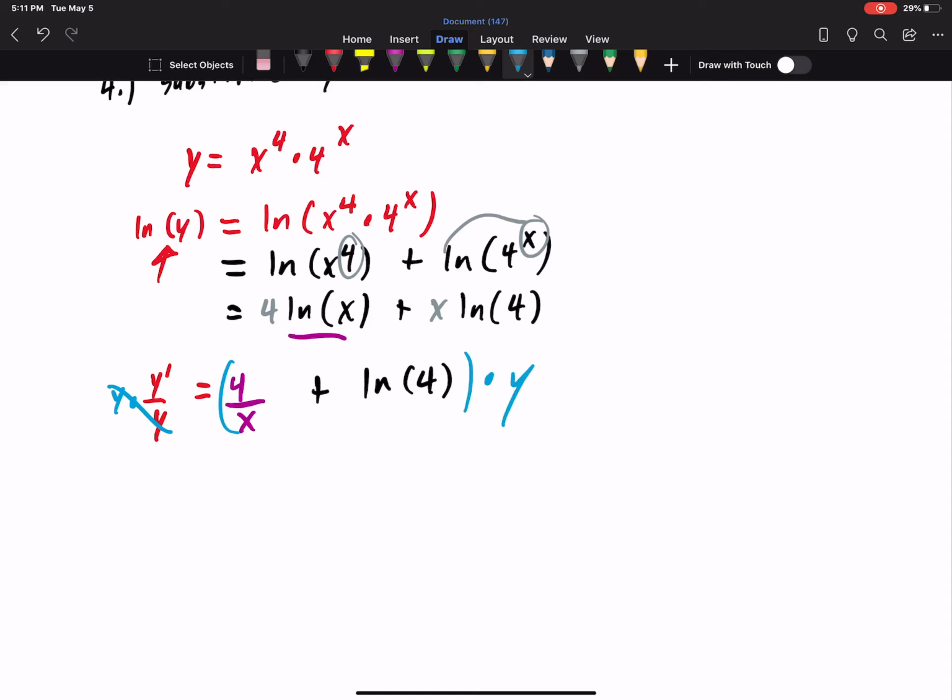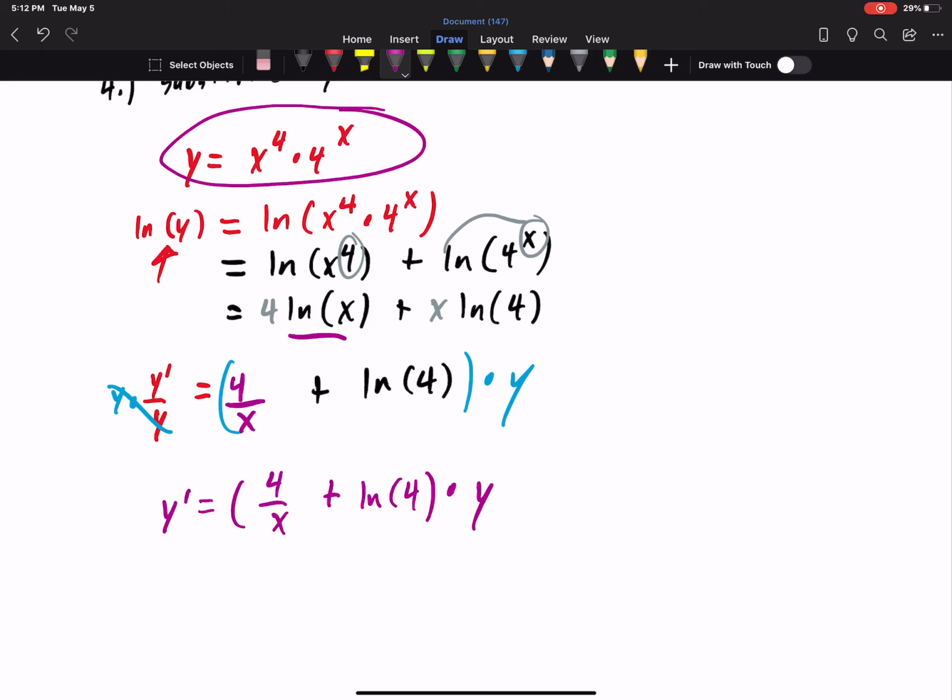Okay, so if you multiply the entire left-hand side by y, you have to multiply the entire right-hand side by y, because you need the equation to balance. So continuing along, we have y prime is equal to 4 over x, oops, not times, plus natural log of 4, times y. But our y, based on what we knew at the very beginning of the problem, is equal to x to the fourth times 4 to the xth.